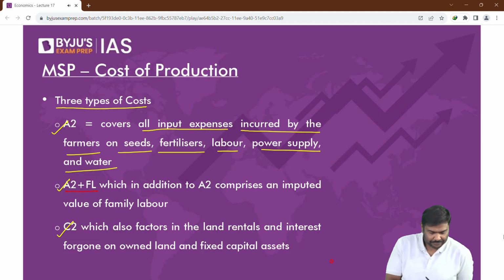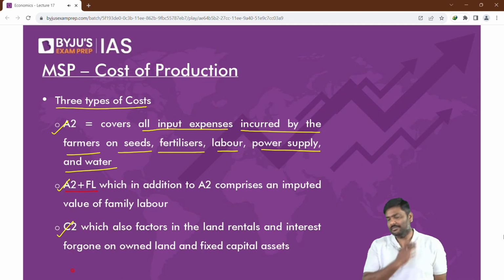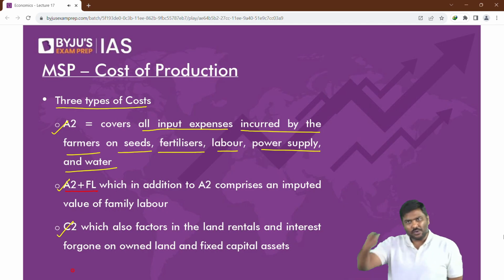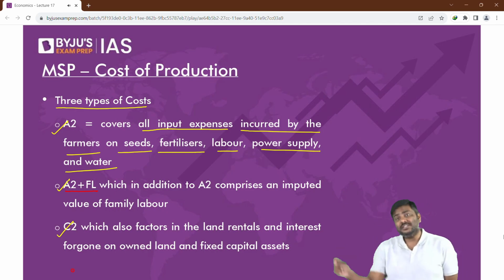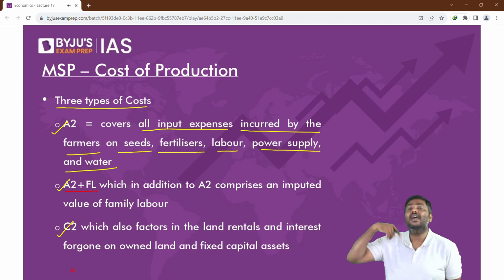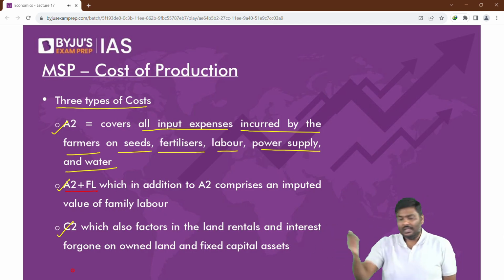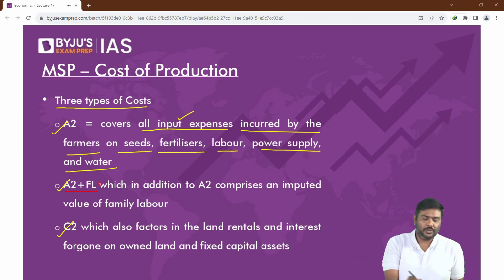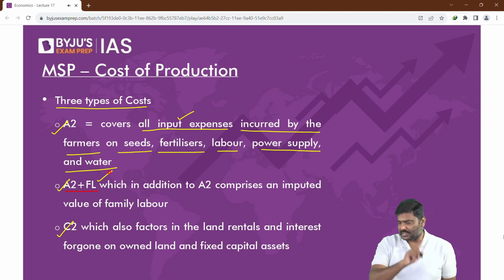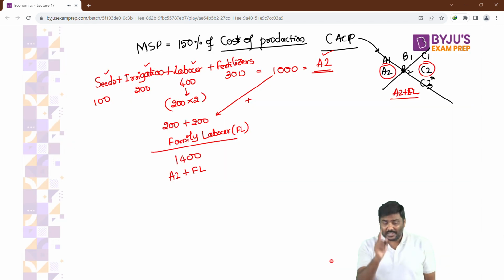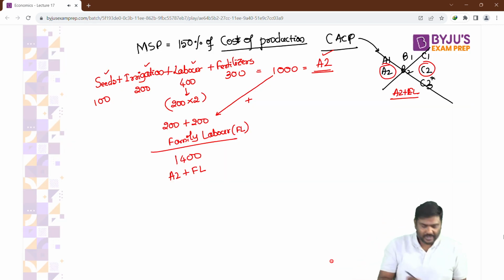Second one is A2 plus FL. FL is nothing but family labor. Family labor is used, but we don't pay wages to family labor because we are working on our own field. This was not counted in A2, but will be counted in A2 plus FL. And remember the next point, this is very important.